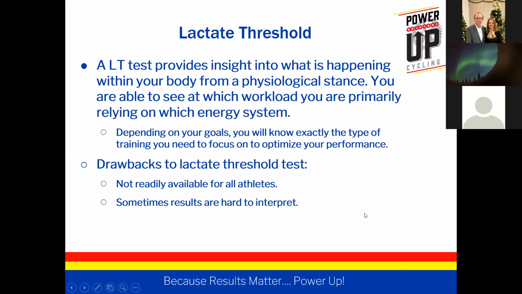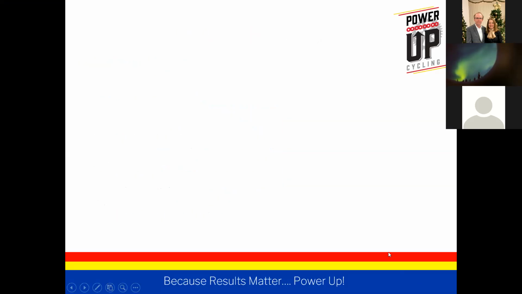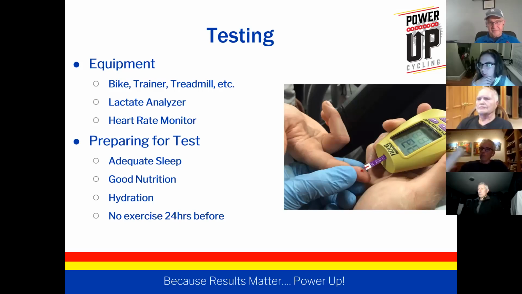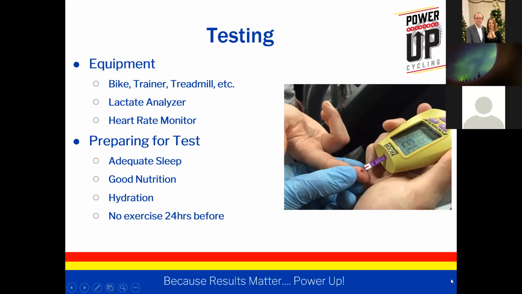Okay, we can go back. There we go, the testing. For the testing, what you'll need is a bike trainer. If you're running, a treadmill, or a rower, whatever endurance sport you're doing. You'll need that lactate analyzer, which you can see on the screen. This is the one that we specifically use, along with the test strips, a heart rate monitor, and also, though it's not included here, a smart trainer or cycle ergometer where you can adjust the wattages when needed.